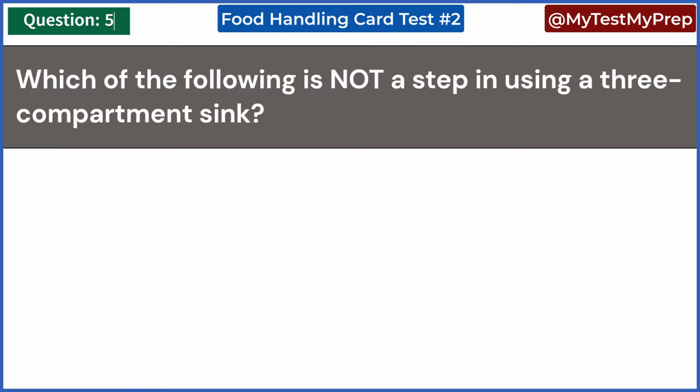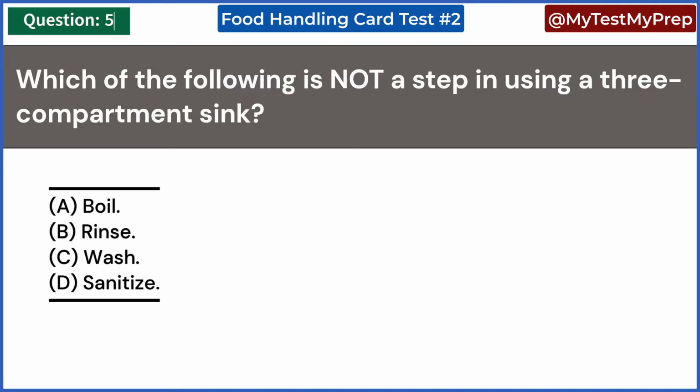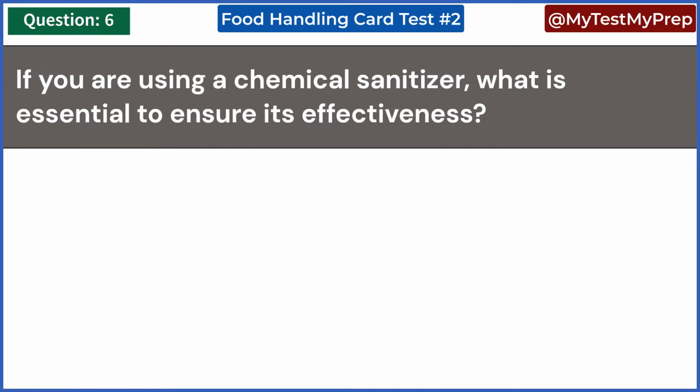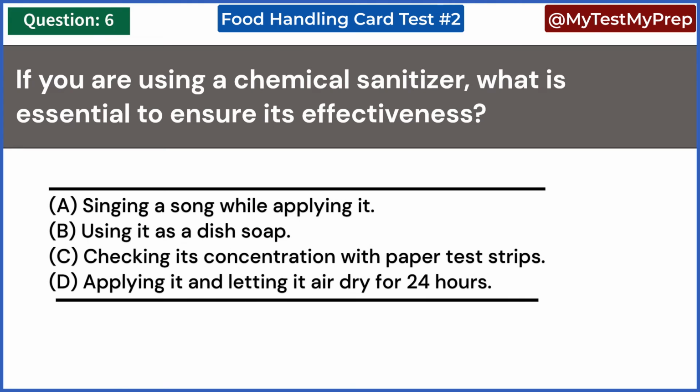Which of the following is not a step in using a 3-compartment sink? A. Boil. B. Rinse. C. Wash. D. Sanitize. Answer A. Boil. If you are using a chemical sanitizer, what is essential to ensure its effectiveness?